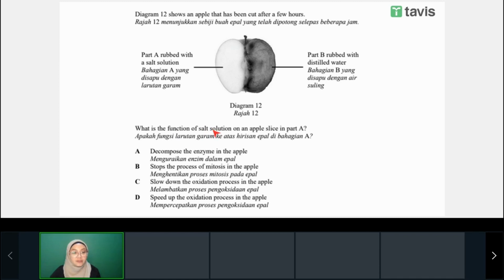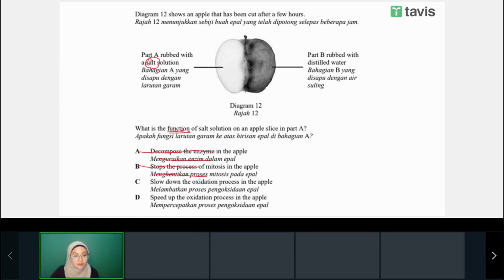What is the function of the salt solution on the apple slice in part A? Why do we put salt? To prevent the oxidation process. Okay, A, decompose the enzyme in the apple. It has nothing to do with the enzyme, so A is incorrect. B, stop the process of mitosis. We learned mitosis yesterday, not today. So mitosis is not happening in this apple. Also wrong, incorrect. Remove the incorrect answer.